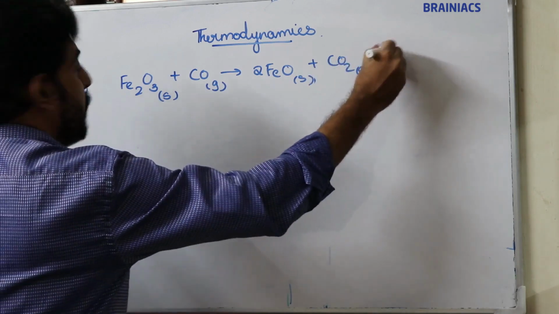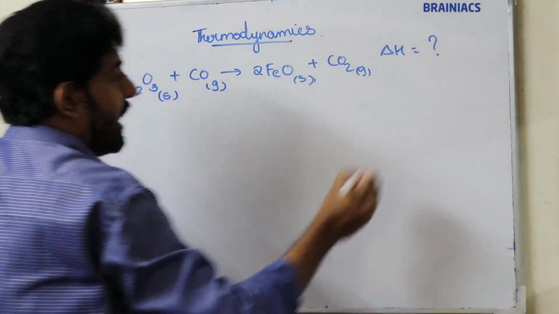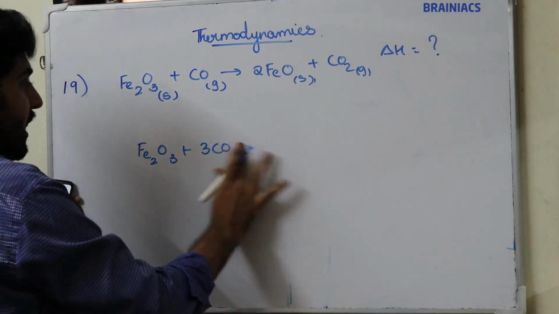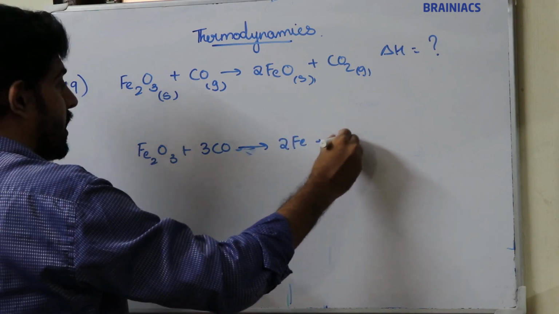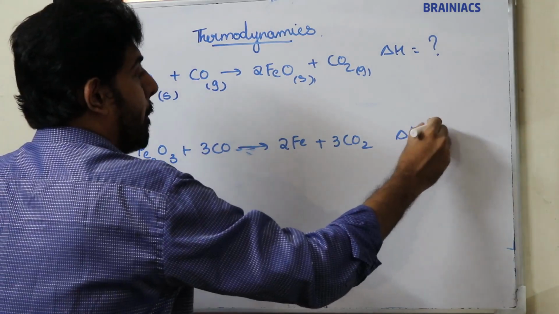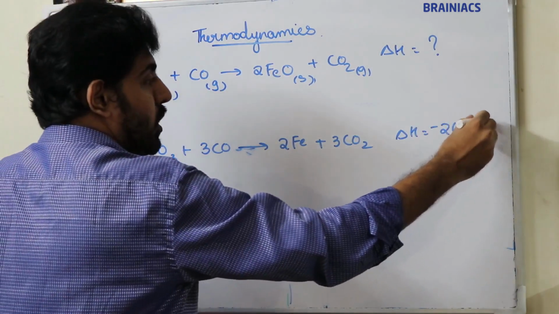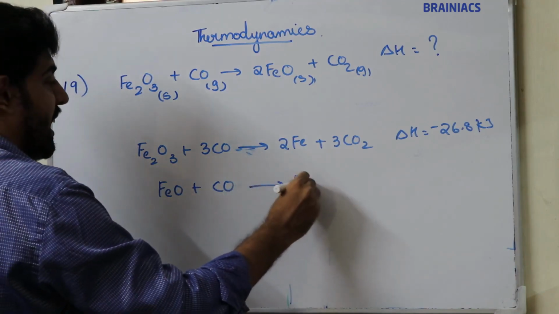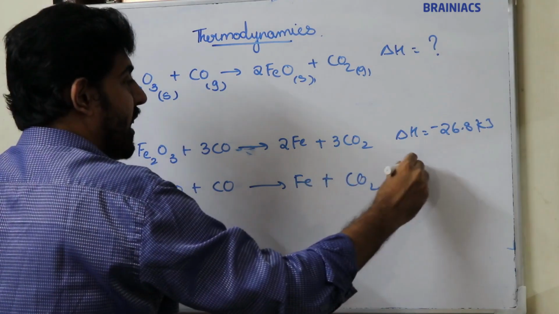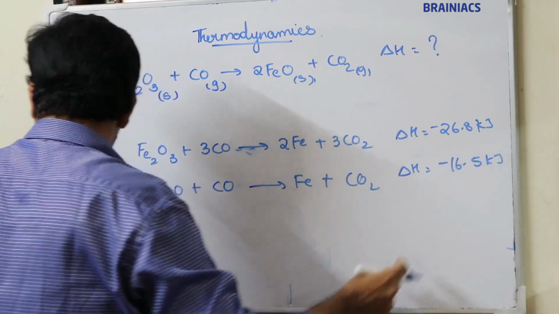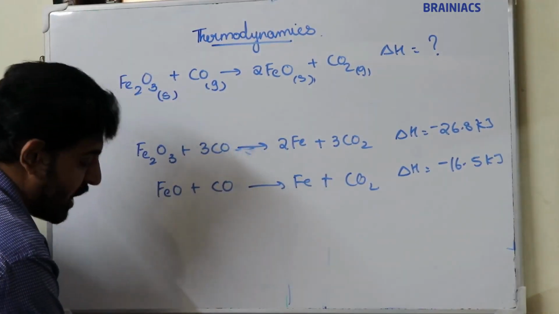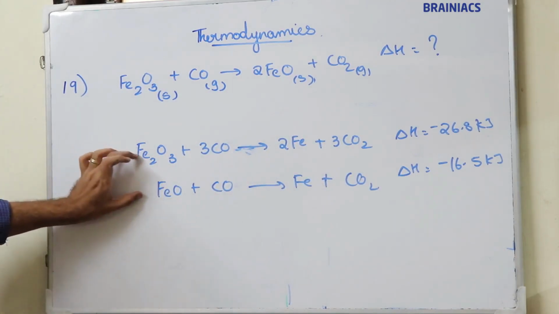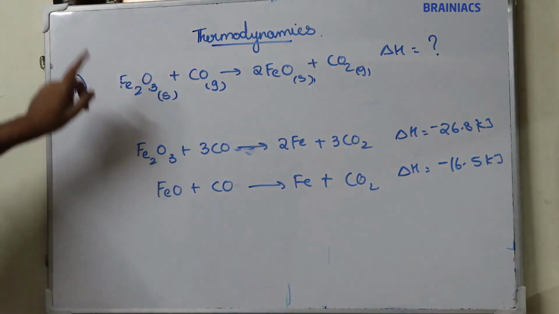Now we have to calculate the enthalpy of this reaction, and two reactions are given. Fe2O3 plus 3CO giving 2Fe plus 3CO2, with delta H minus 26.8 kilojoules. And the second equation, FeO plus CO giving Fe plus CO2, with delta H minus 16.5 kilojoules. From these two equations we have to calculate the enthalpy change of this equation.